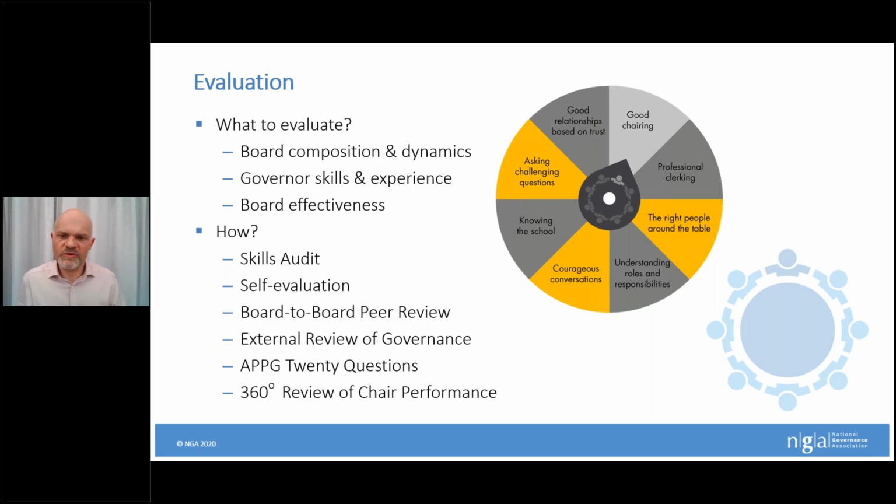And if you refer to the graphic on that slide, those are the 8 elements of effective governance, something the NGA has been using for a number of years now. And the central pointer is pointing directly at good chairing. Because I work on future chairs, I often say that I think good chairing is the most important of the 8 elements, because a good chair will make sure the other 7 are in place. And using the 8 elements can be another way of evaluating your board effectiveness and moving forward in terms of how you're going to approach governor recruitment.